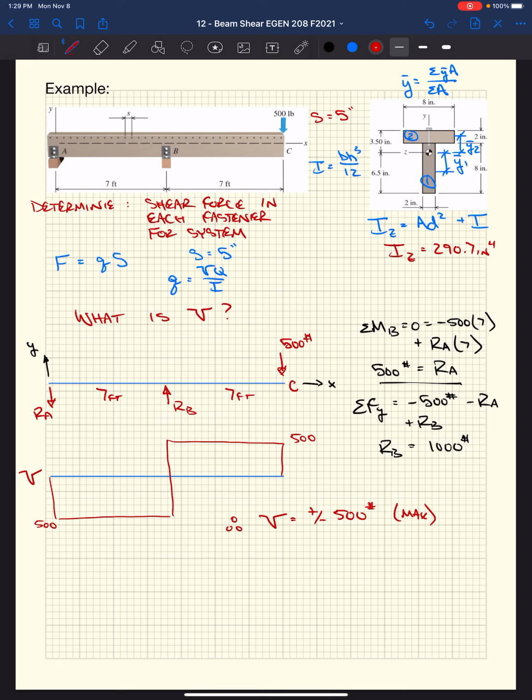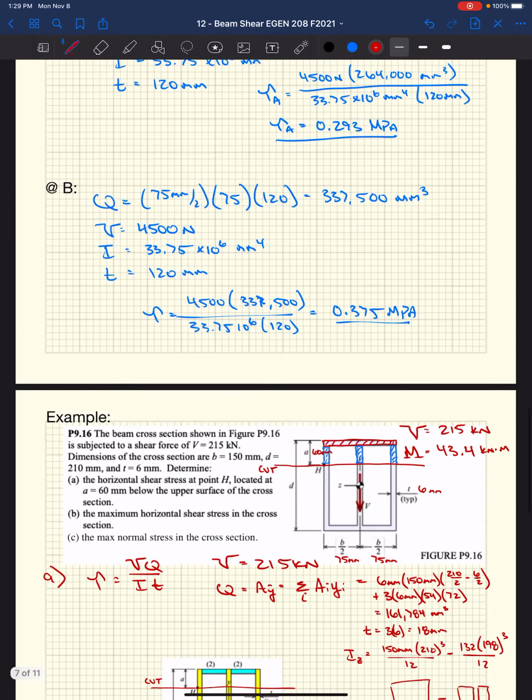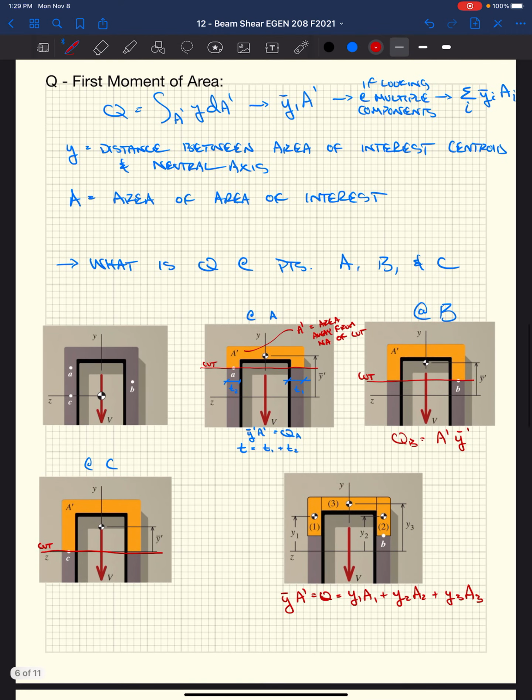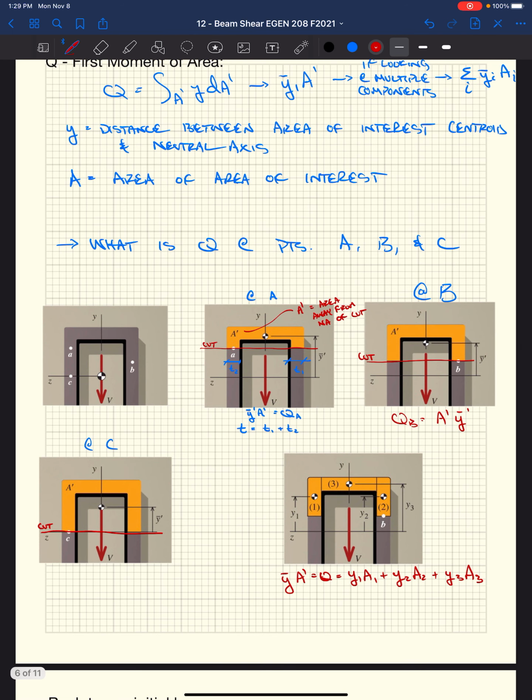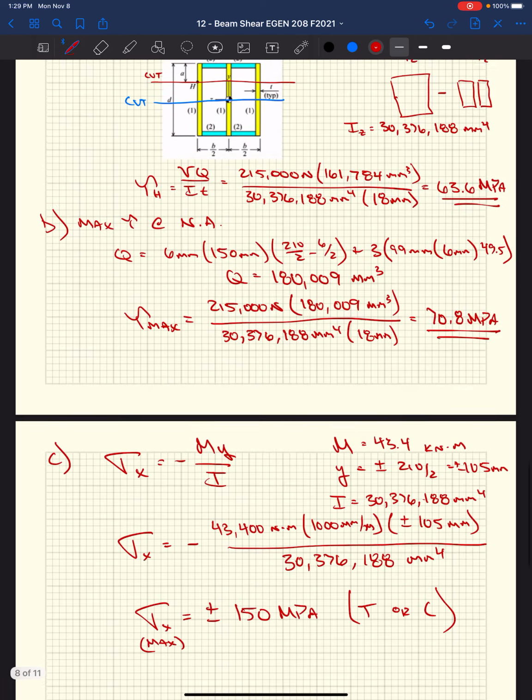Well, so now we have V, we have I. We need this first moment of area, Q, summation Y sub I, A sub I. Talked about that back here, right? Essentially need to figure out that horizontal plane with which we're going to cut this cross-section at. When we cut this cross-section, we're going to figure out what is the distance to the centroid of that area that's beyond our cut, and then multiply that by the area beyond that cut, right? So y times A.